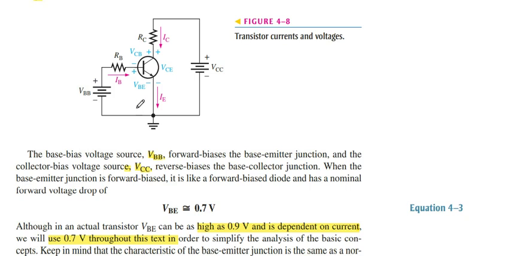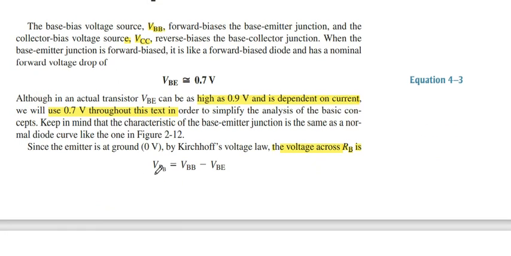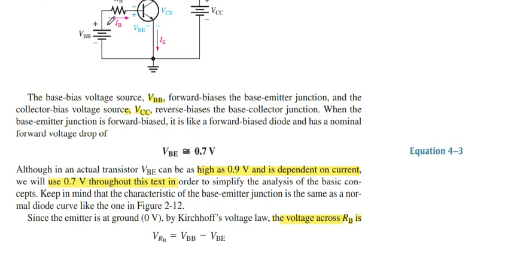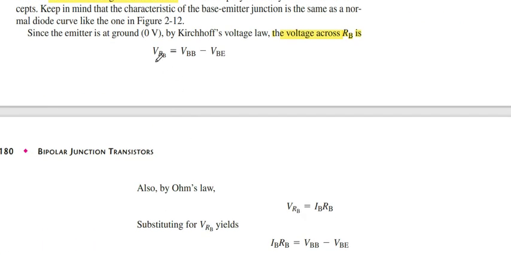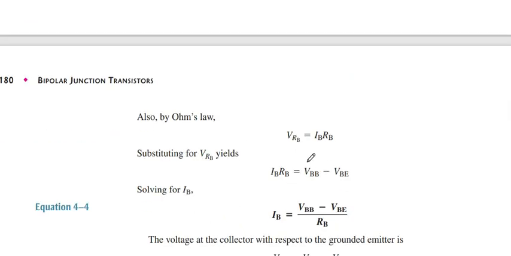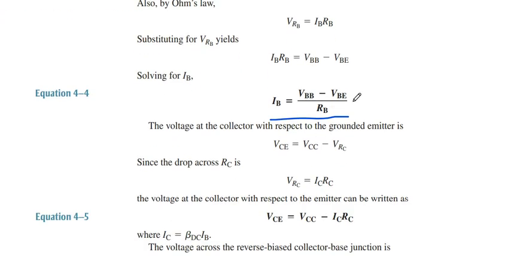If we apply Kirchhoff's first rule on this loop, then what do we find? VRB is equal to VBB minus VBE. The voltage across RB is equal to VBB, and we subtract this bias voltage. Then we get, if we apply Ohm's law on RB, IB times RB, and by putting this value in the above equation, we get the base current by these equations.